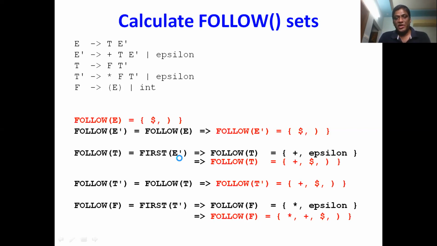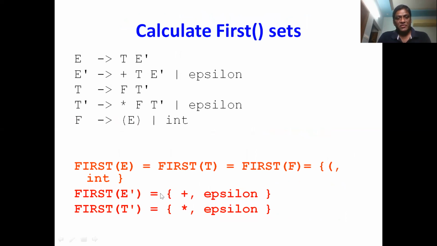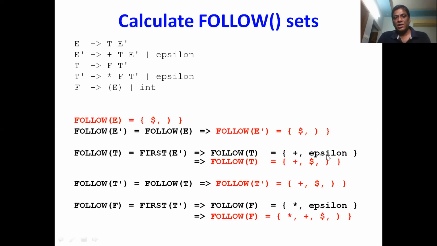So what is first of E dash? We calculated it. First of E dash is plus comma epsilon. So we added plus comma epsilon. And immediately follow of T is now containing epsilon. Follow sets should not contain epsilon. Therefore, whenever there is an epsilon in the corresponding follow set, what you need to do is, since follow of T contains epsilon, you have to look for the follow of the LHS variable also.